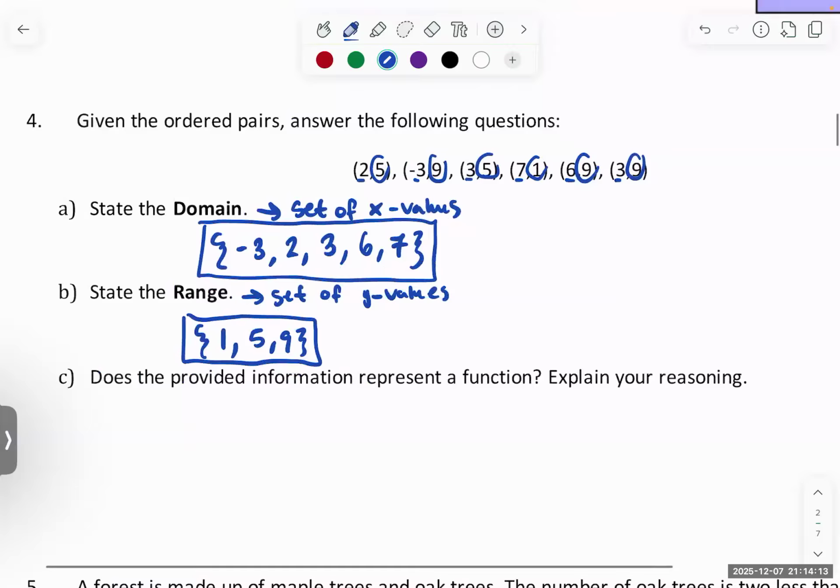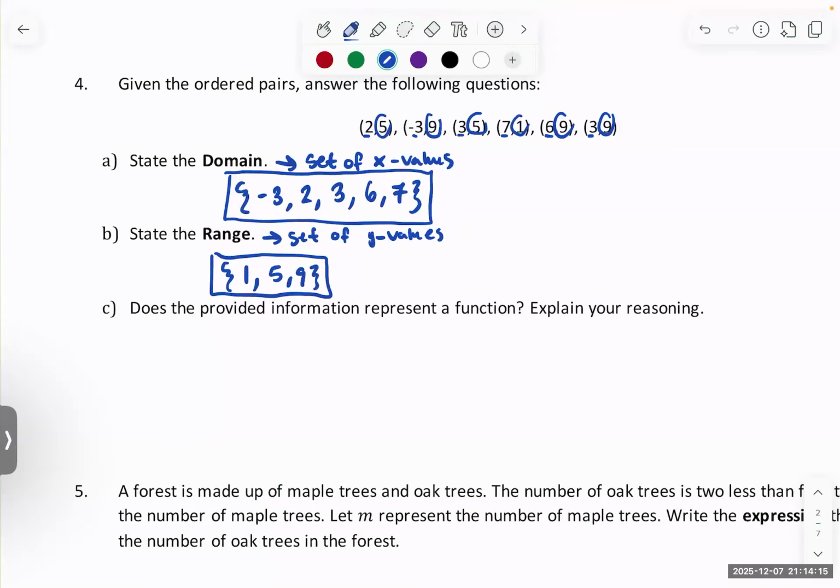Does the provided information represent a function? Explain your reasoning. So the answer is no, because the input 3 has 2 outputs, which is a big no-no for functions.